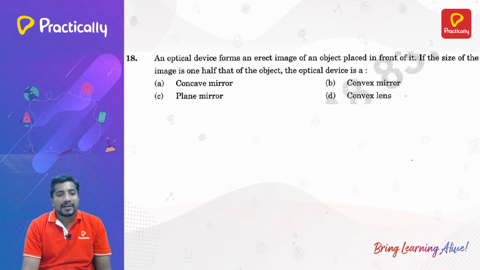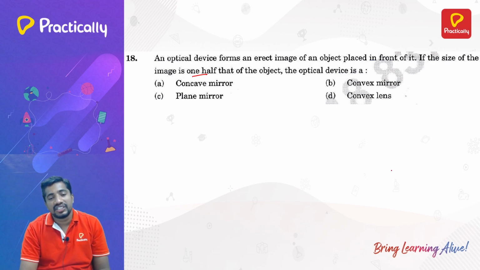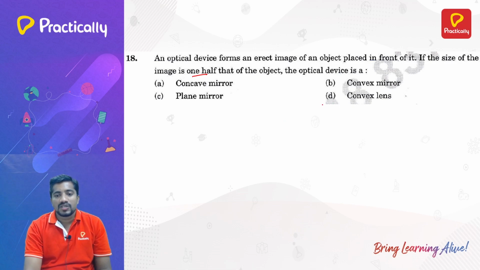18th, an optical device forms an erect image of an object placed in front of it. If the size of the image is 1/2 of that object, that means the image is diminished, but still it is erect. That case is possible only with the help of a convex mirror, because a concave mirror can produce an erect image but magnified. A plane mirror can produce an erect image but of the same size. A convex lens can produce an erect image but magnified. But here you are given diminished, so the answer will be convex mirror, option B.